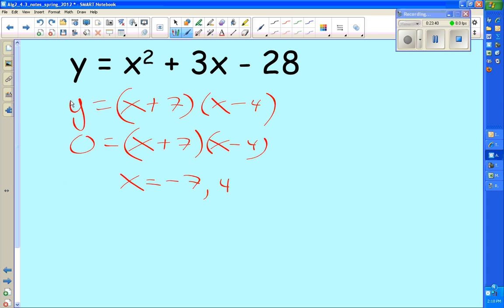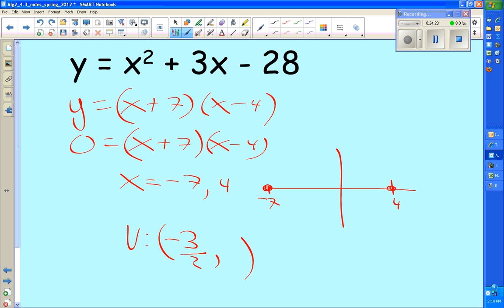Aaron, can you tell me where I'm going to find the vertex? Not -7/4. How do we find out where the vertex is going to be? You remember? Add 4 and -7. So what am I going to get? -7 plus 4, that's -3 over 2. How do I find out what the y-coordinate of the vertex is?